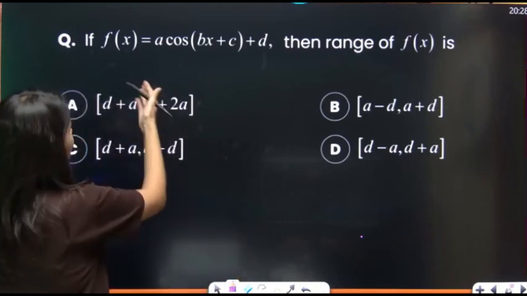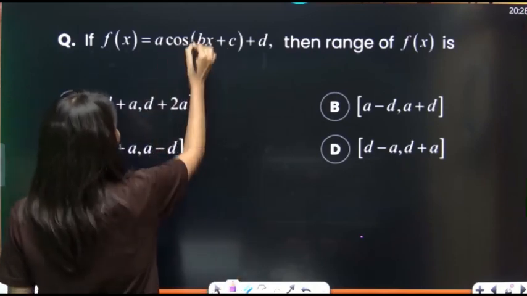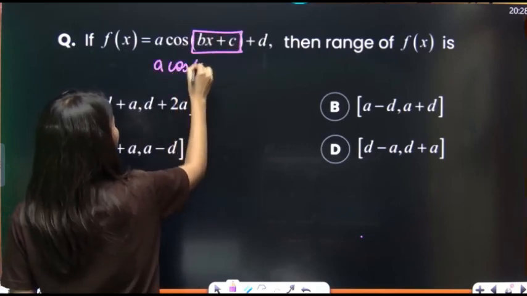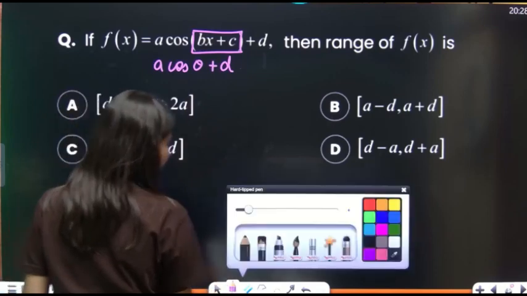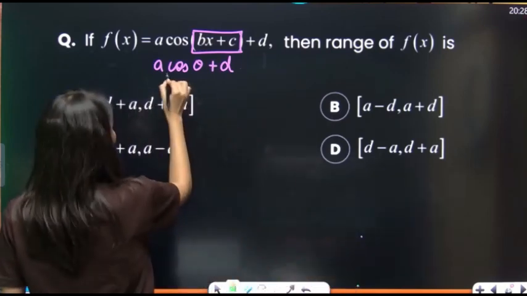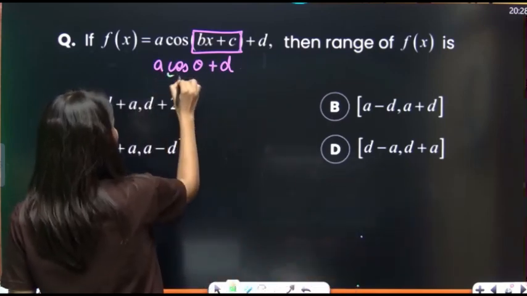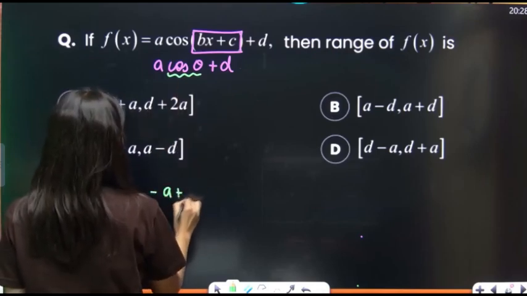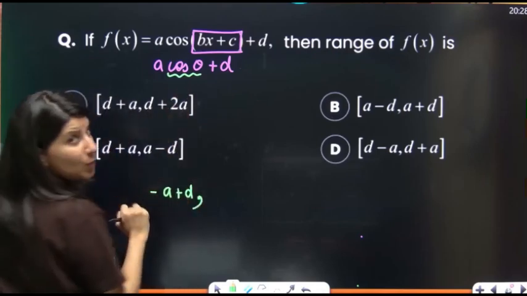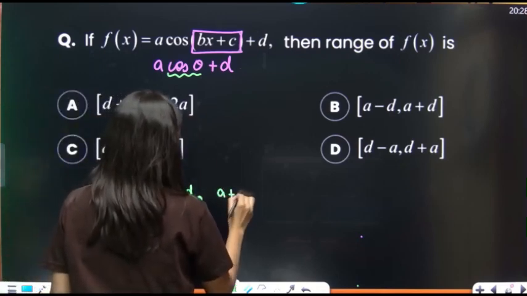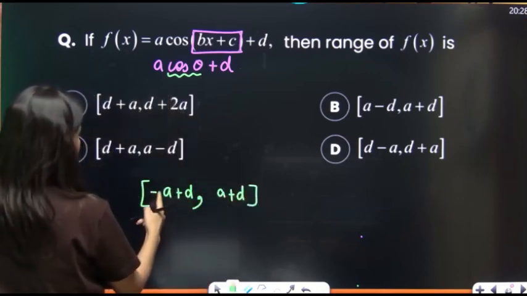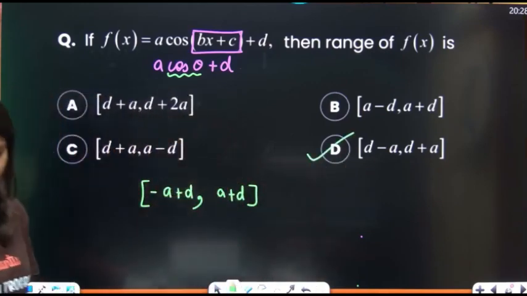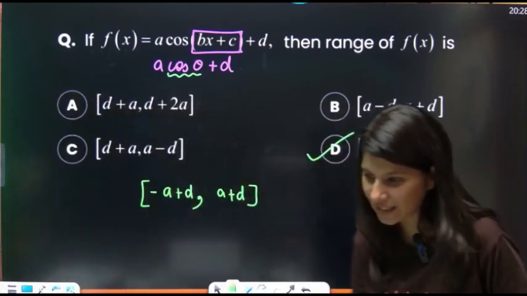All right. See, let me just write it. This is A cos theta plus D. Now cos theta is from -1 to 1. So just put cos theta as -1. If you put -1, what will you get? Minus A plus D. This is the minimum value. If you put +1, you will get A plus D. So the minimum is minus A plus D, so option D is the correct answer.